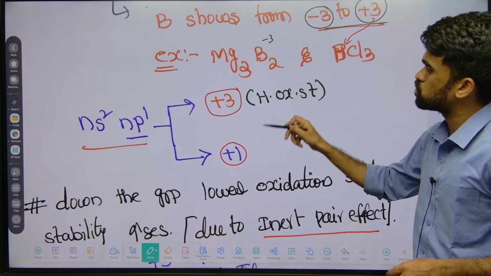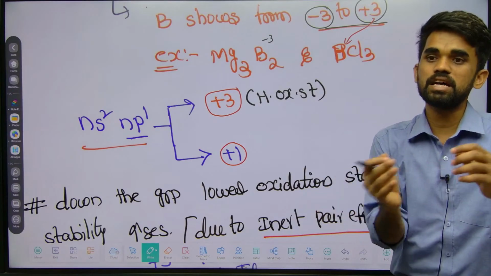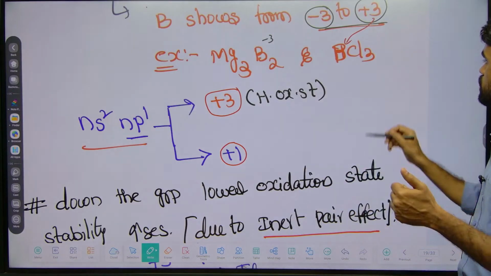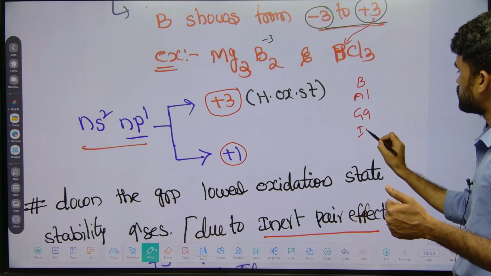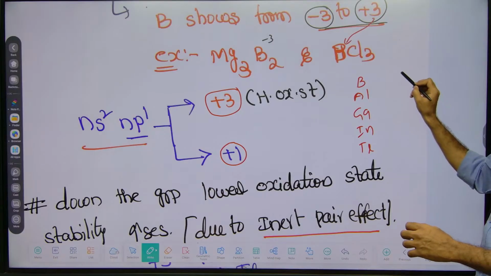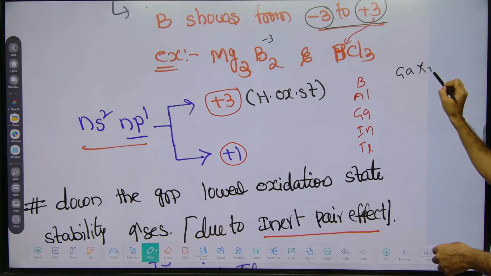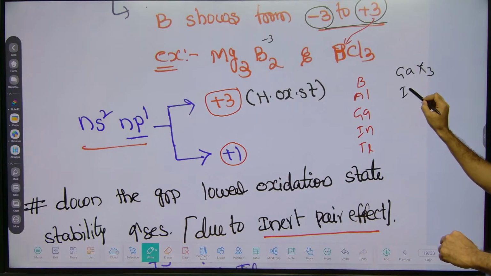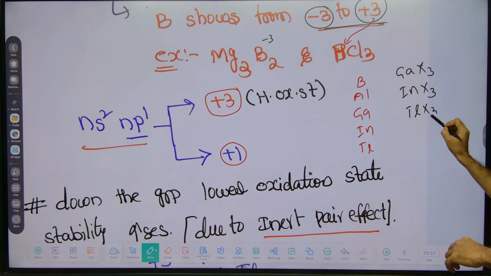So now out of these 2, which oxidation state is more stable in some compounds? For example here, boron, aluminium, gallium, indium, thallium I am saying. So just take the halides of those. For example, I am taking compounds like gallium halides, like any halide you take, and the next indium halide, next thallium halide. What are the oxidation states you are seeing in these 3 compounds?